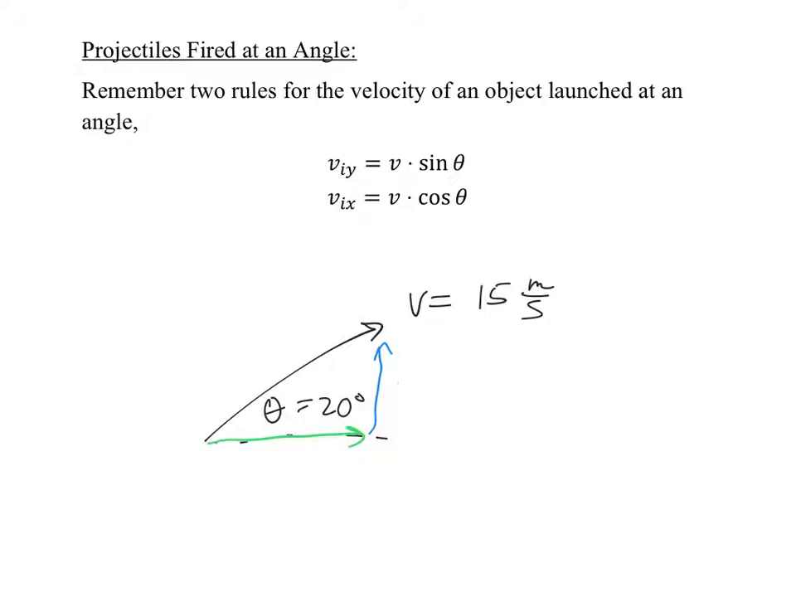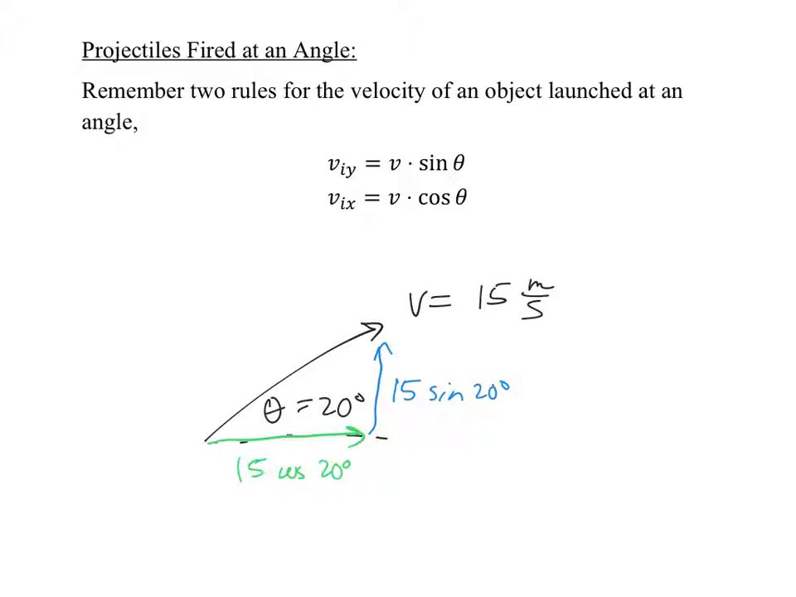So the blue arrow is just 15 sine of the angle. The green arrow is 15 cosine of the angle. And whatever those numbers turn out to be, 15 sine 20, 15 cos 20 in your calculator, are the velocities in each direction. One is in the x direction, and one is in the y direction. These are the initial velocities in the x and the y direction.